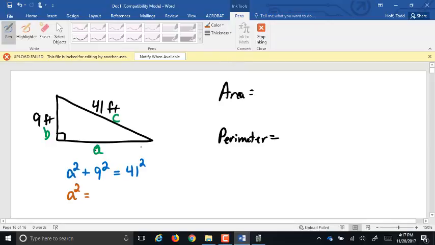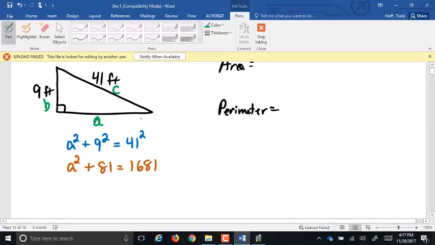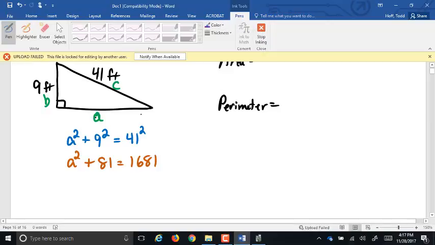A isn't going to change, A squared plus 9 squared is 81. 41 squared is 1,681. We're going to subtract 81 from both sides, solving for A. So we have A squared equals 1,600, and we square root. So again, the square root of A squared is A, the square root of 1,600 is 40. A is 40 feet.